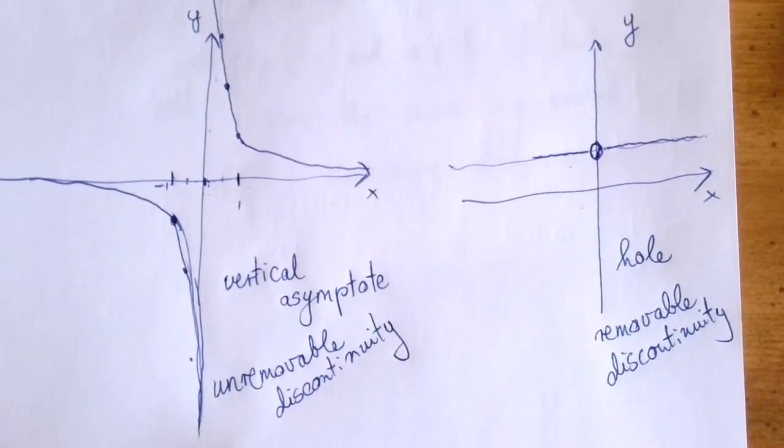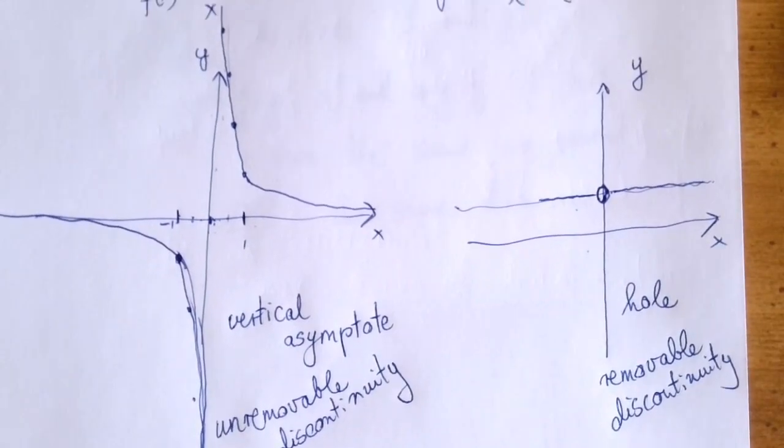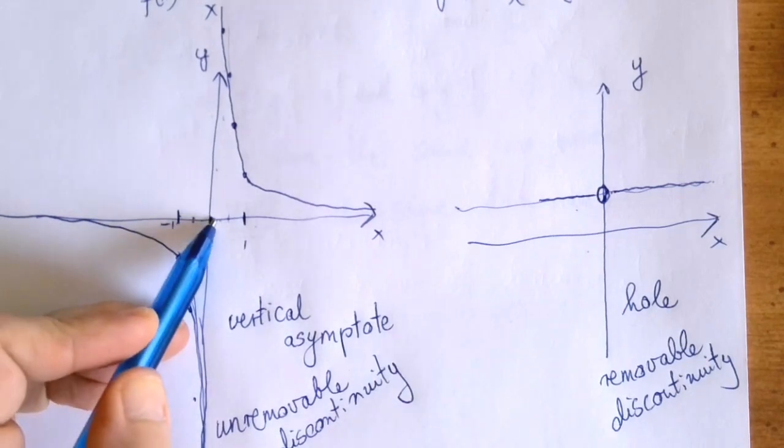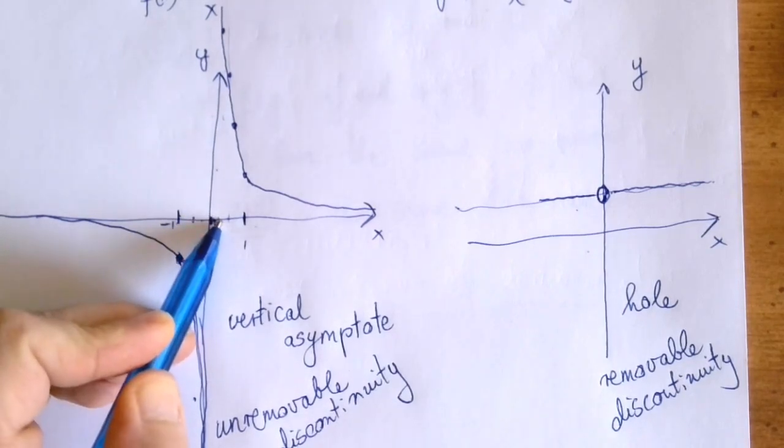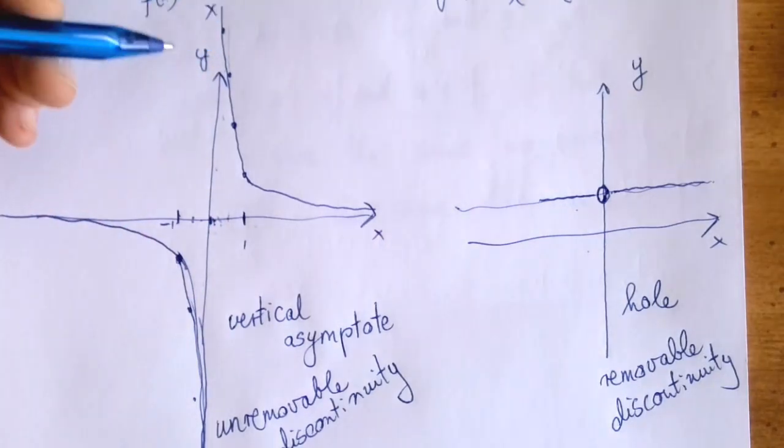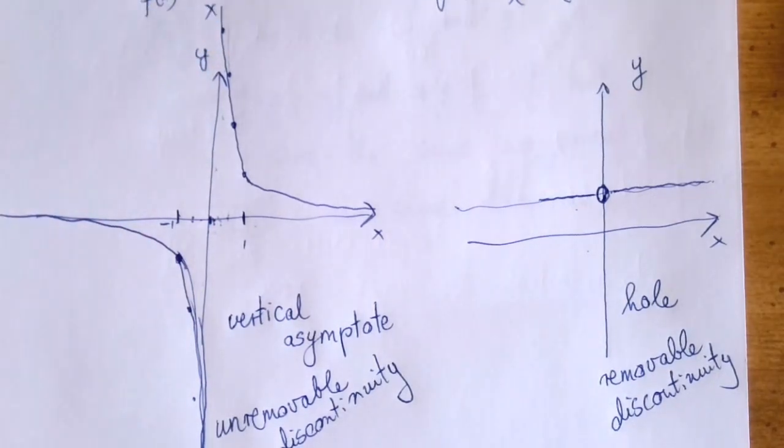Later on in calculus, you will see that the idea of continuity is that if you have two numbers on the x-axis that are close to each other, then whatever you assign to them, the function values will be close to each other.